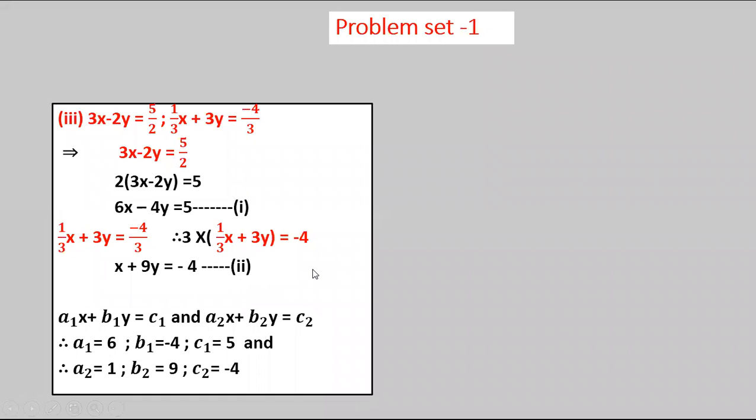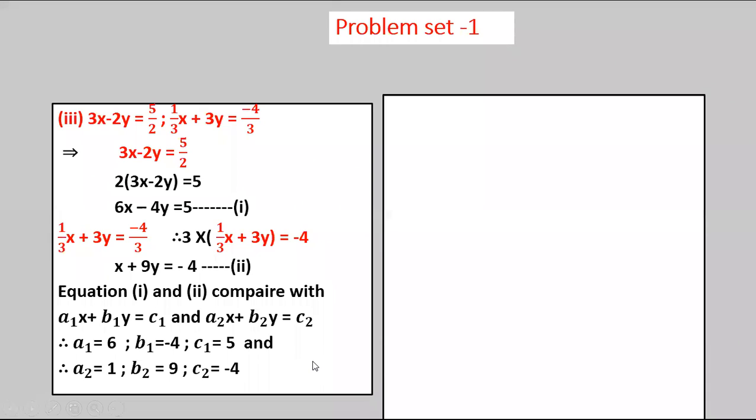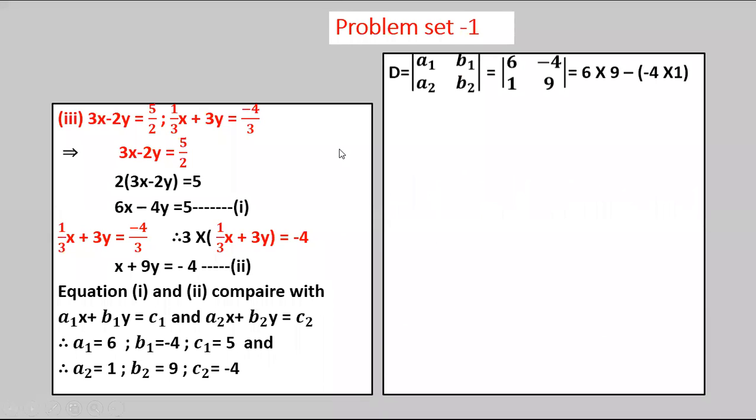This is equation number 2. Equations 1 and 2 are compared with a1x plus b1y is equal to c1 and a2x plus b2y is equal to c2. Therefore, from equation 1, a1 is equal to 6, b1 is equal to minus 4, c1 is equal to 5. And for the second equation, a2 is equal to 1, b2 is equal to 9, c2 is equal to minus 4. First find determinant D. Determinant D is equal to a1 a2 b1 b2, which is 6 1 minus 4 9.